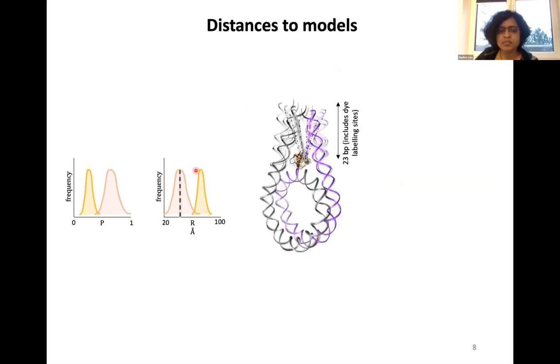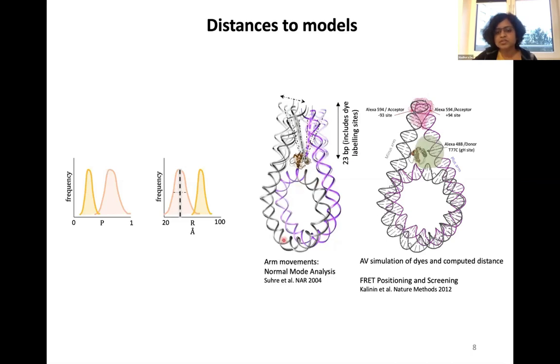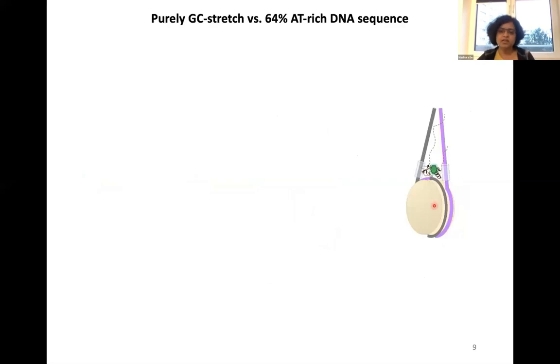Now, how I model it, I model not just this mean distance, but also the peak width, because it's a dynamic system. So I basically open up the nucleosome using normal mode analysis, and I screen this ensemble of structures using this software called FRET positioning and screening from Klaus Seidel's lab. And this actually gives me the theoretical FRET values and the theoretical distances.